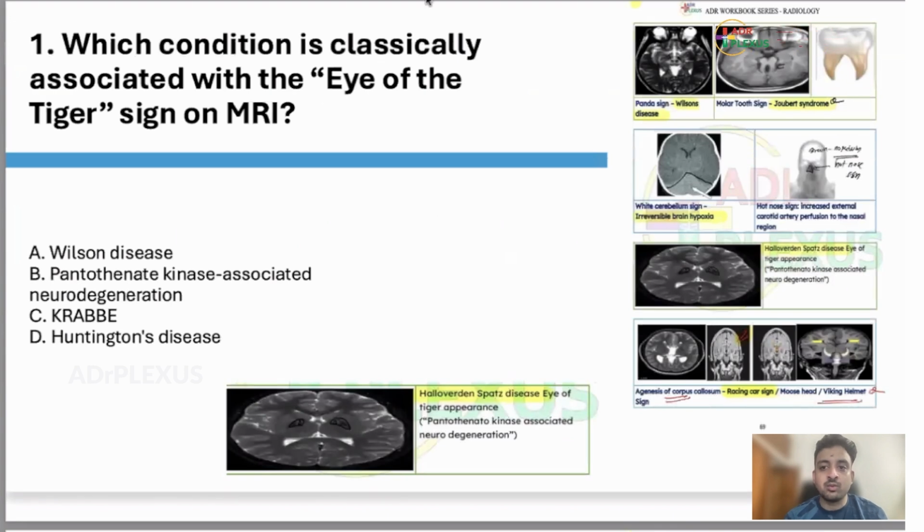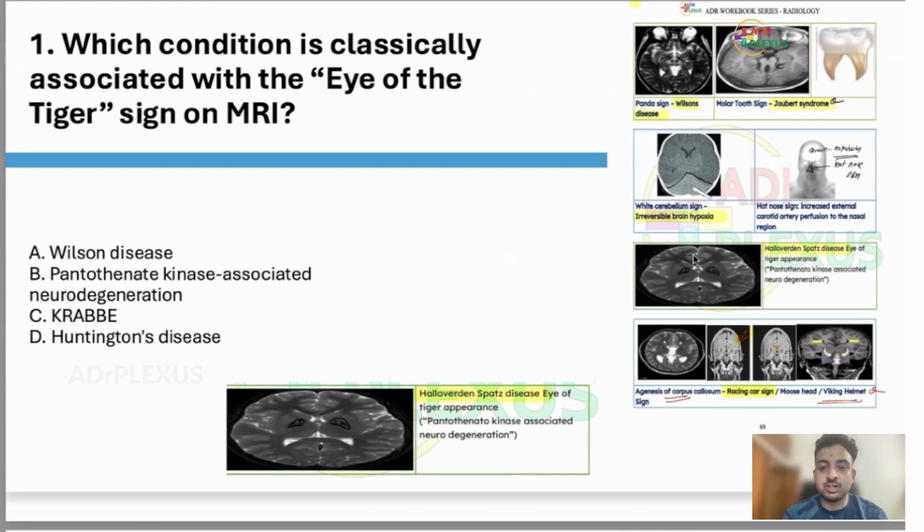So this is actually one question which they directly asked. Eye of tiger sign seen in MRI in which disease? So the eye of tiger sign is seen in a condition called Hallervorden-Spatz disease. We have already discussed it in our class. It is seen in a condition called Hallervorden-Spatz disease.